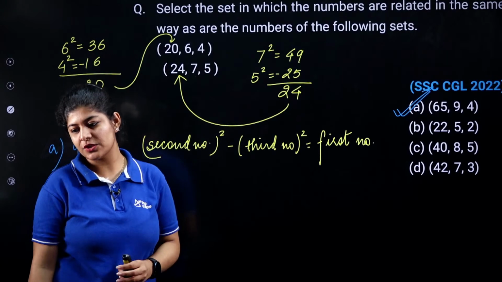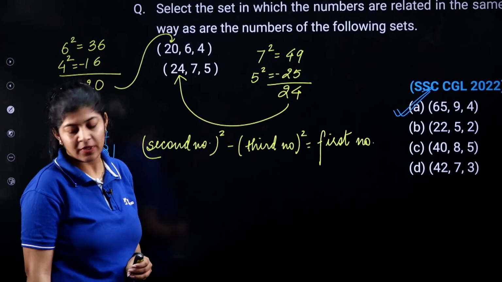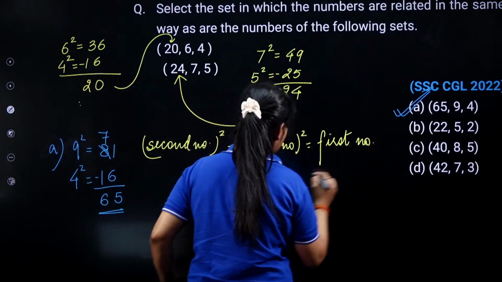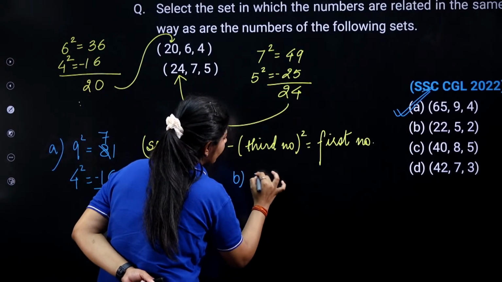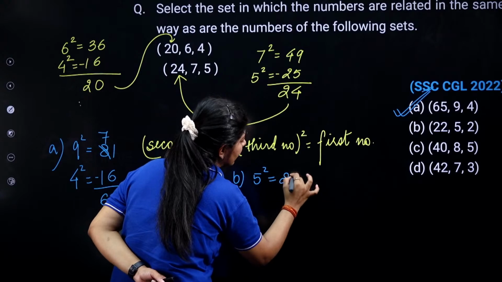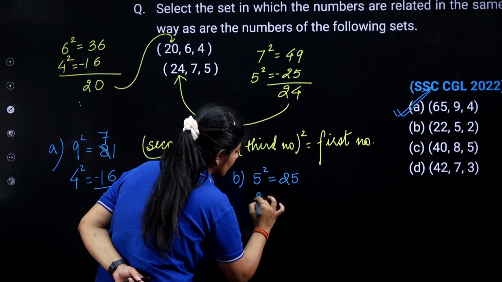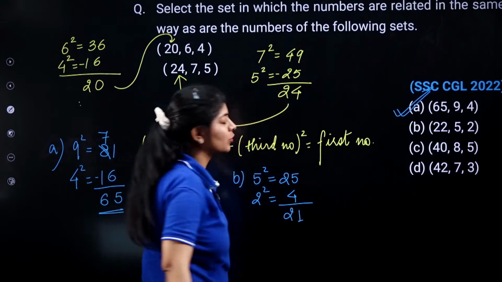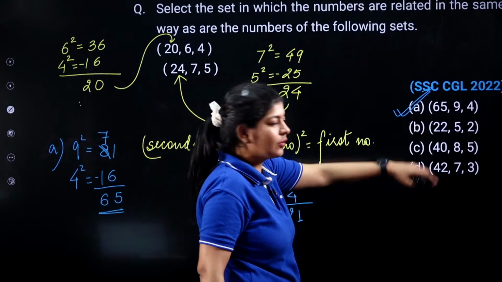Very good, Prakash. Very good, Shrisha. Right? If you go with the other options, let's check option number B. What is the square of 5? That is nothing but 25. Square of 2? That is nothing but 4. Here you are getting a difference equal to 21, not 22.